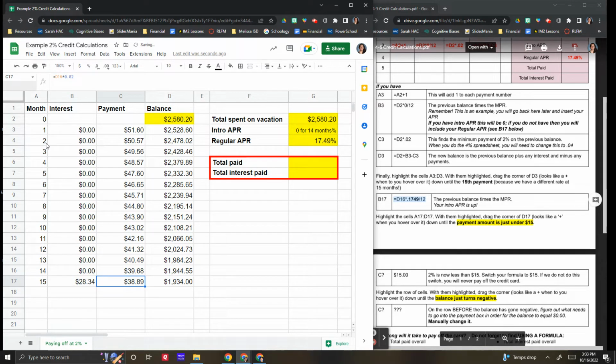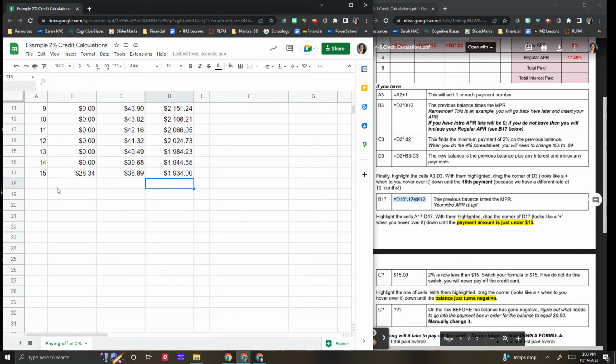And so when I do that, it now has that my interest for that month is $28.34. My payment is still going to remain the same. And my balance now is $1,934. So what happens is that I am in this cell, remember, we're taking the previous balance, we're going to add in the interest, and then we're going to subtract the payment. And now there's not as big of a gap with my payment because a bunch of my money is now going to the interest. Okay.